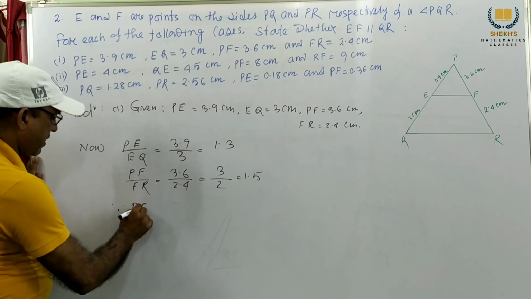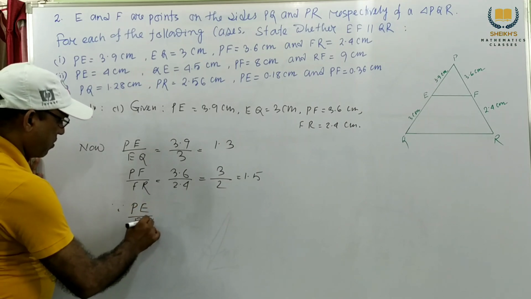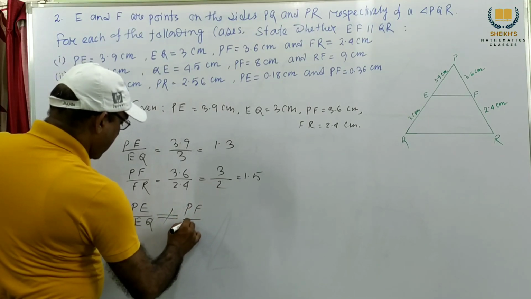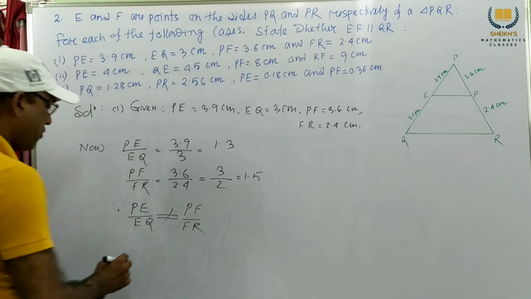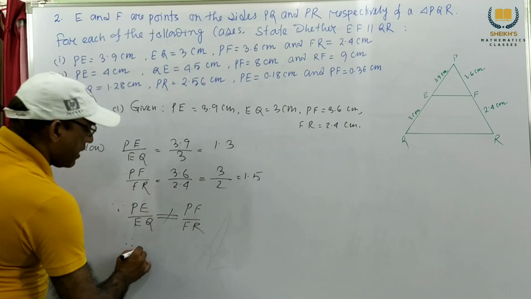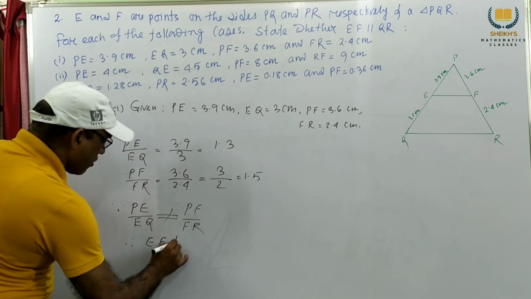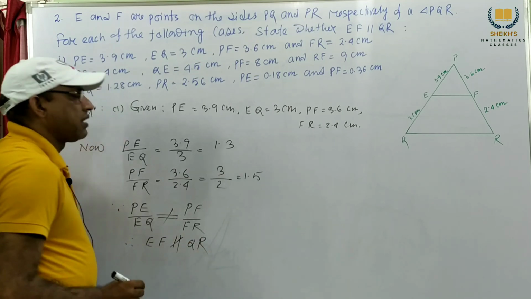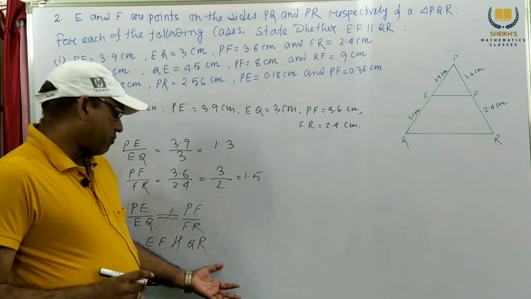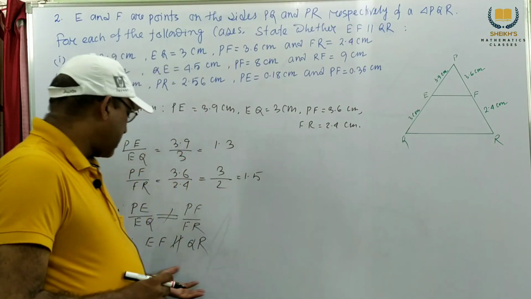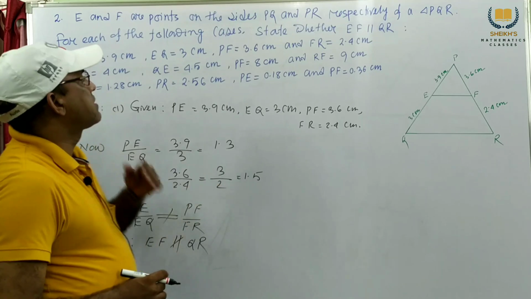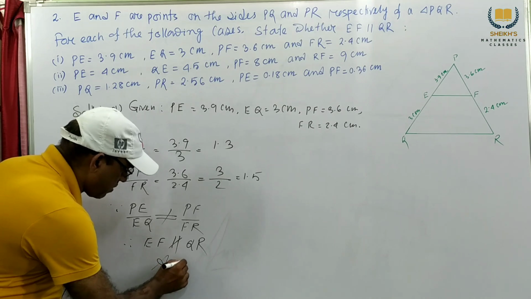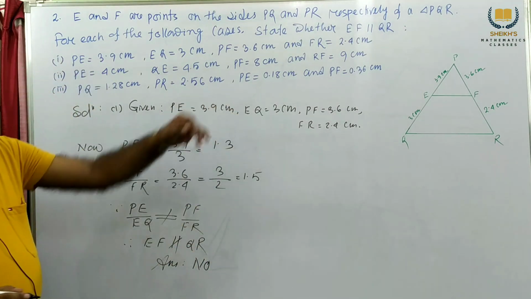Since PE by EQ is not equal to PF by FR, therefore EF is not parallel to QR. This is not parallel to QR because, by the converse of the basic proportionality theorem, these are not parallel. So this is the proof. The answer is no. This is not parallel.